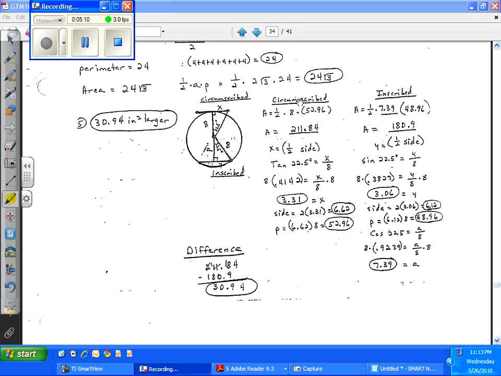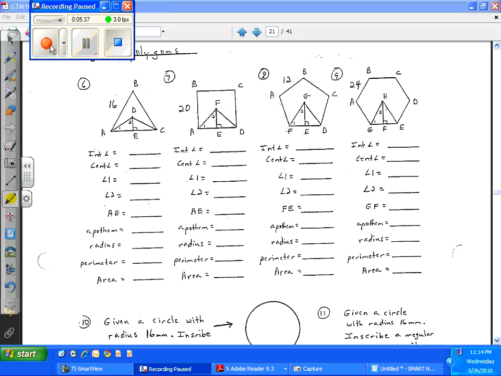And so this is the work for the circumscribed one. And this is the work for the inscribed one. And if you want to find the difference between them, you subtract. Okay? I'm going to pause again and take you back. You can pause and stay there as long as you want to and study that.